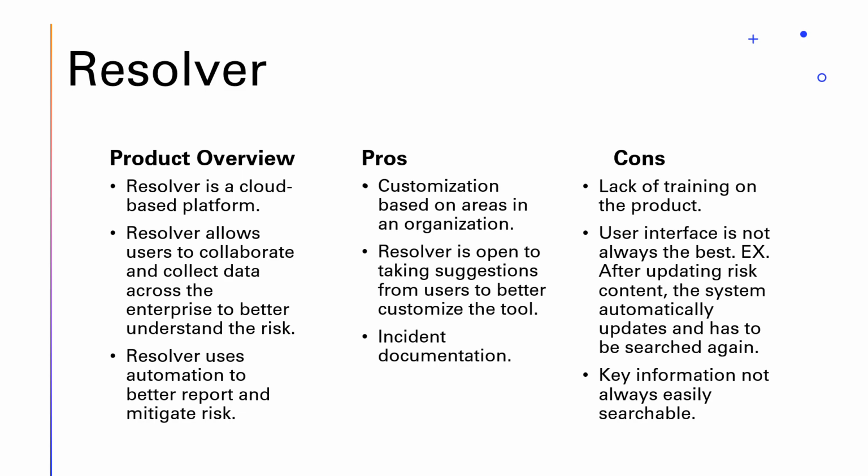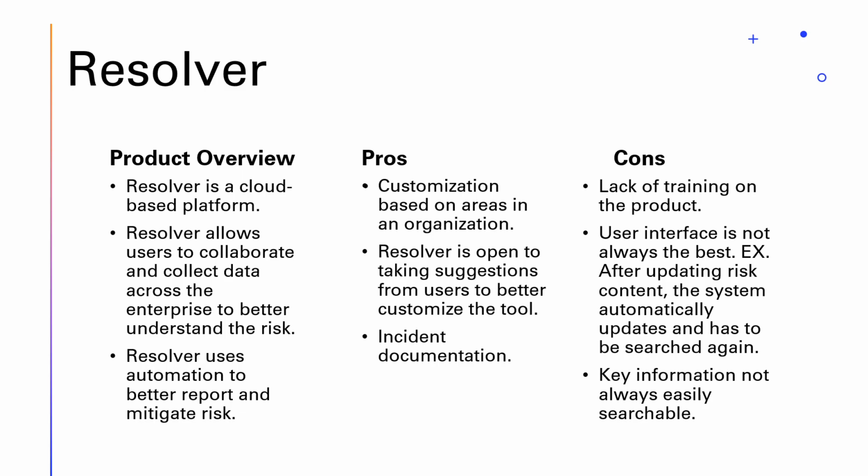It uses automation to report and mitigate risks. Some of the pros are you can customize based on an area in an organization. From what I understand, you can customize different departments and so on. And it seems like they have good customer feedback, so Resolver will listen to some of the users and take suggestions based on what users are telling them.